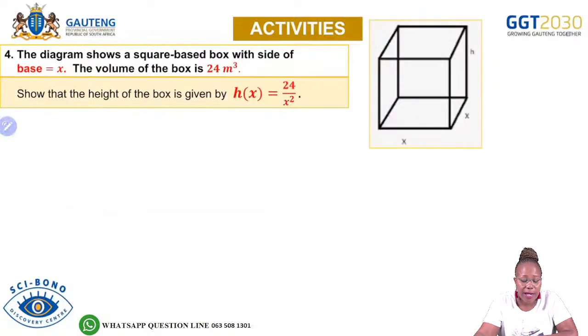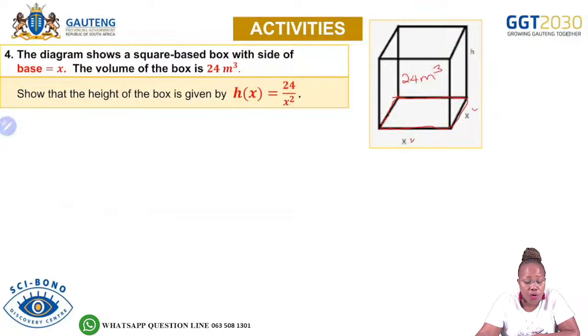Right, the diagram shows a square-based box. That means we are talking about this base here. We are calling that the base because that is the part the container is balancing on. And then the side of the base is indicated as x. The volume of the box is 24 cubic meters. That means the inside capacity of this box is 24 cubic meters. It's a very big box, né?